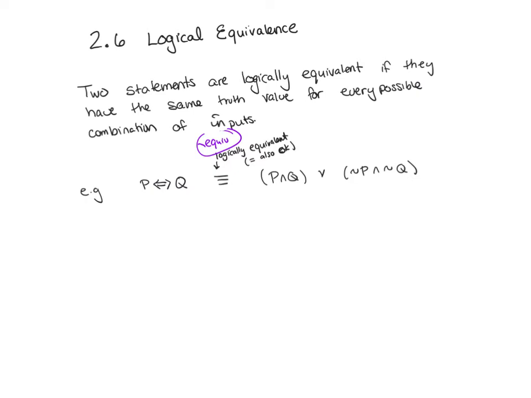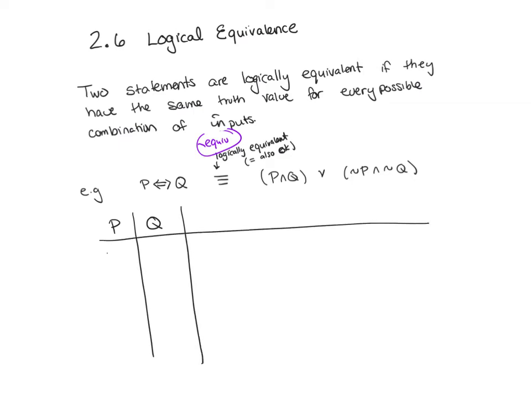So let's actually see that. I want to show that they have those same truth values. So I'll take my P and my Q. Just like we did in section 2.5, we'll draw out all of the possible inputs for P and Q, following the pattern we like to use. And then we have P if and only if Q.